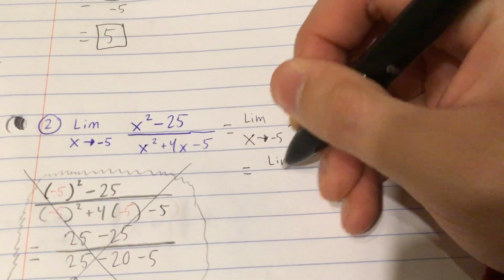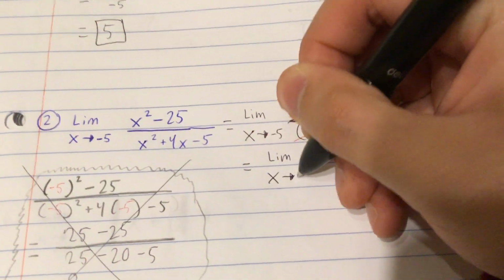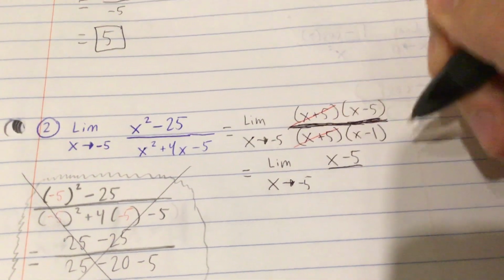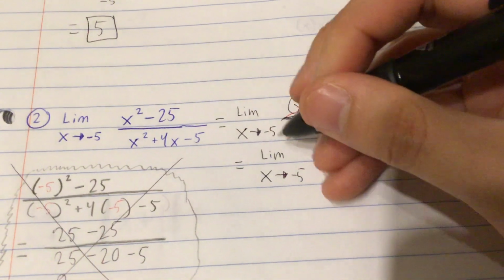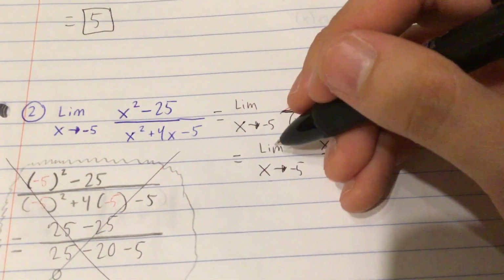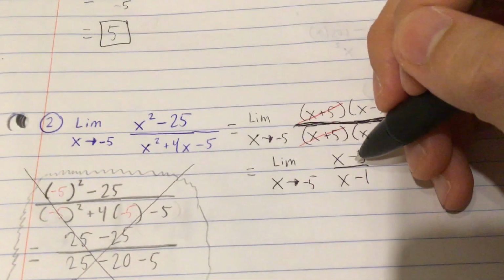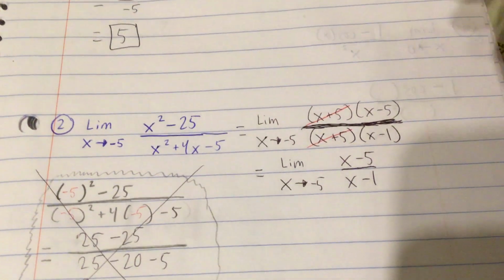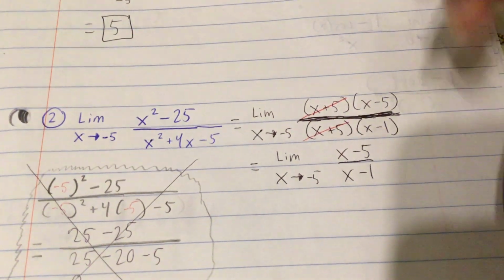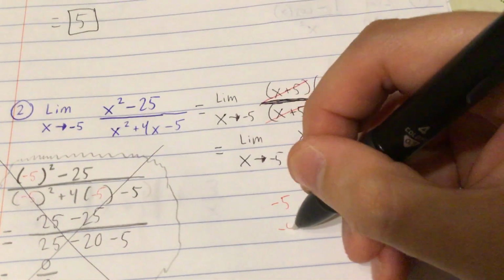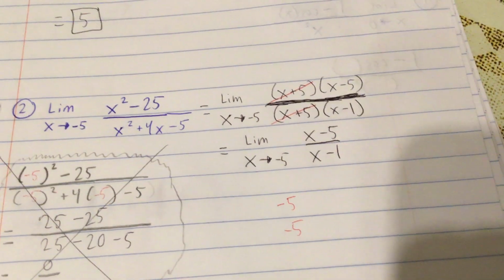So now, the limit as x approaches negative 5 of (x minus 5) over (x minus 1), noticing that I'm still writing down the limit as x approaches negative 5 because I haven't plugged it in yet. Is it legal to plug in x equals negative 5 now? Yep. So I'm going to do that. Negative 5 minus 5 over negative 5 minus 1.